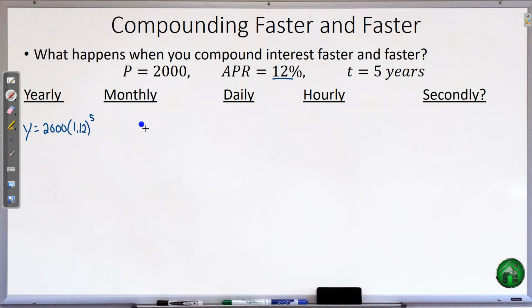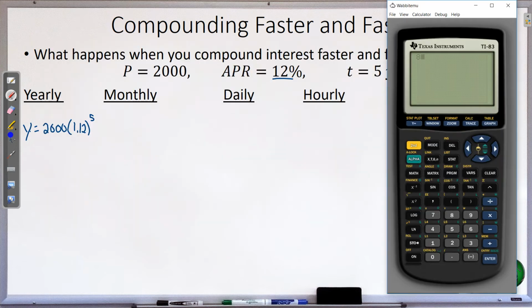So we just need to type that into the calculator. It is 2,000 times 1.12 raised to the power of 5. And so I'm going to put it down here: 3,524 and 68 cents.